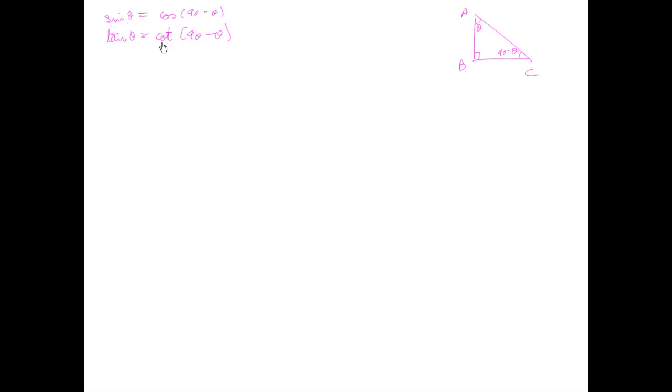Children, for tan and cot, they are reciprocal as well as they are complementary. And the last relation we have is cosec theta is sec 90 minus theta. The values come out to be the same, children.